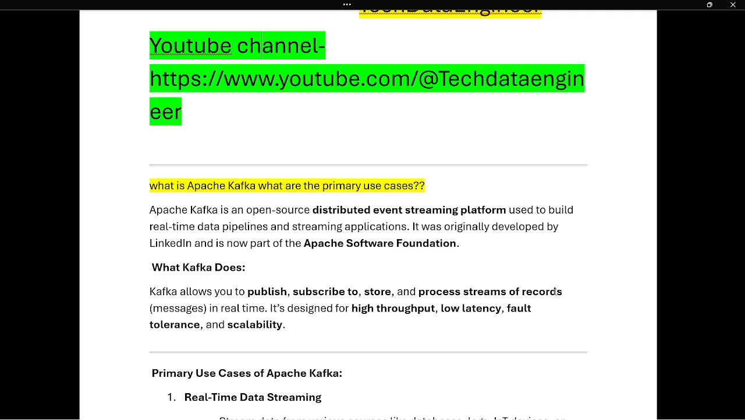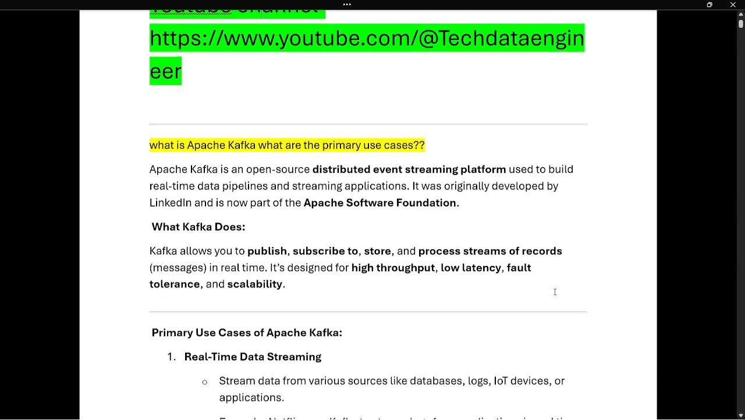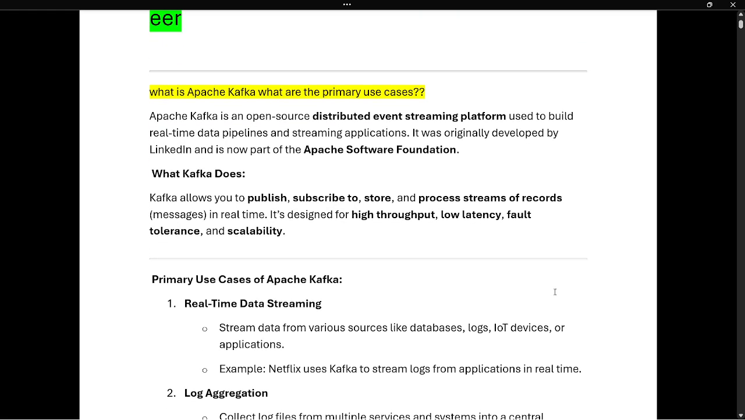But for now, we can understand that Kafka is a publish-subscribe service. So data is getting published and then getting subscribed to by some users. Okay, and it is basically to process this stream of records in real time. Now let us understand certain use cases of Apache Kafka.